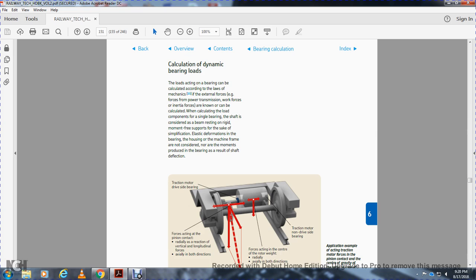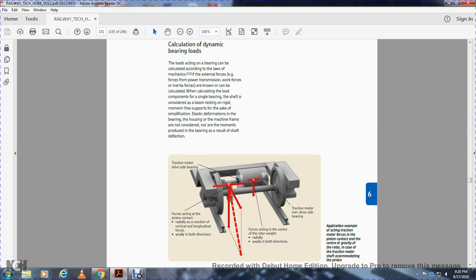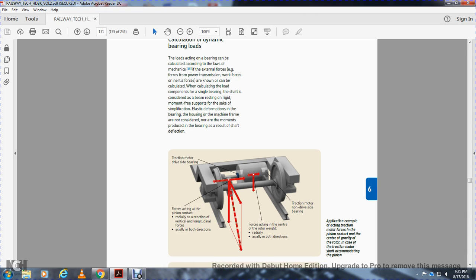All right, on the right, you see the traction motor non-drive side. In the middle, it shows the force acting at the center of the rotor weight, radial and axial, in both directions. This is an application example of the traction motor, with the force of the pinion in contact and the center of gravity of the rotor, and the traction motor shaft accommodating the pinion.